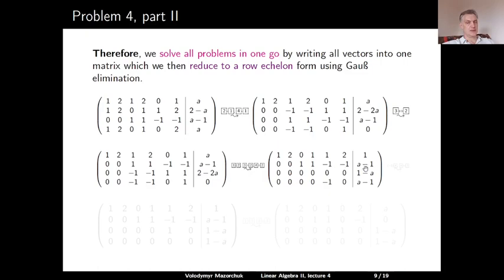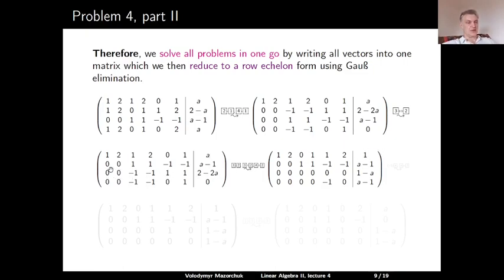So row 2 remains the same. Row 1 becomes 1 minus 0 is 1, 2 minus 0 is 2, 1 minus 1 is 0, 2 minus 1 is 1, 0 minus minus 1 is 1, 1 minus minus 1 is 2, a minus 1 is just a minus 1.